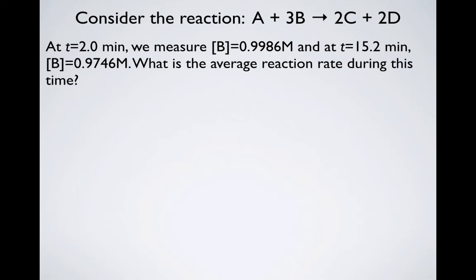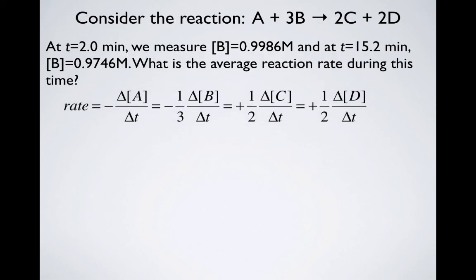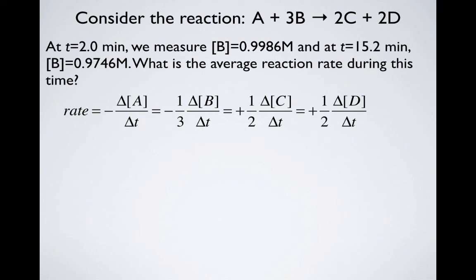Okay, so let's just take a look at how we would express the rate in terms of all the different components. We don't have to do this for this problem, but this just helps us see how to write these reaction rates. So we would write negative delta A over delta T, because the coefficient of A is 1. That's equal to negative 1/3 change in concentration of B over change in time. And again, that 1/3 because the B is a reactant and it has a coefficient of 3. So the reactant part is why we have that negative sign.